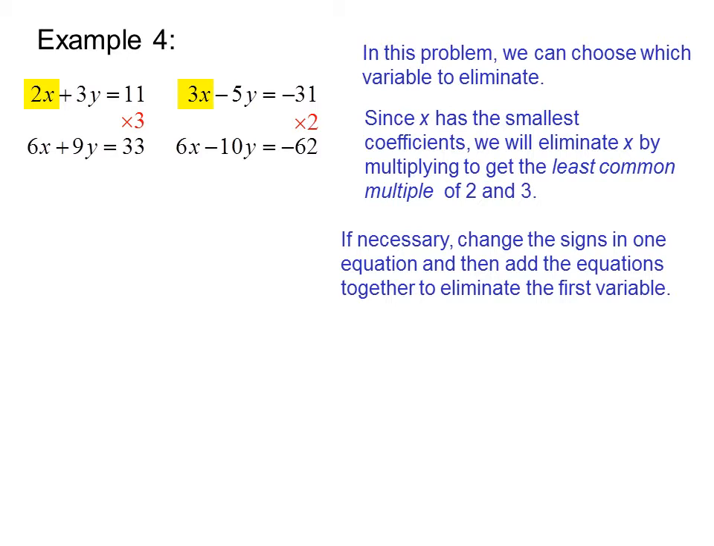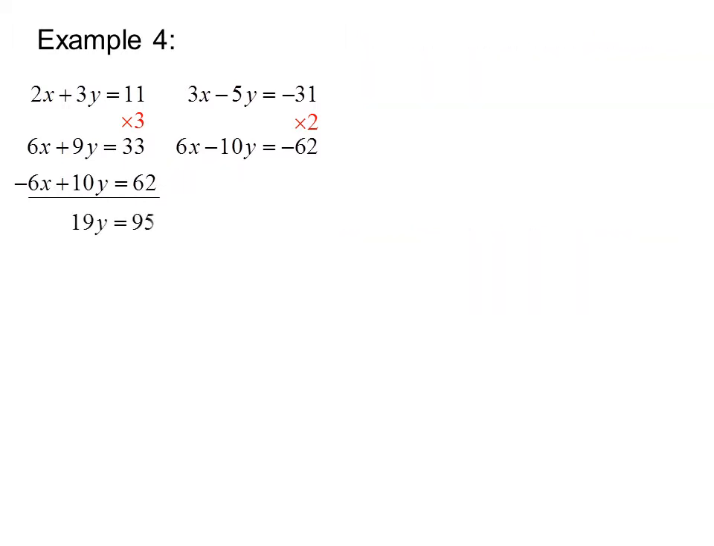If necessary, change the signs in one equation and then add the equations together to eliminate the first variable. Here we change the signs in the second equation to get negative 6x plus 10y equals positive 62. We add the equations together. The x terms cancel out and we get 19y equals 95. Now we divide both sides by 19, if necessary using scratch paper or our calculator, and get y equals 5.